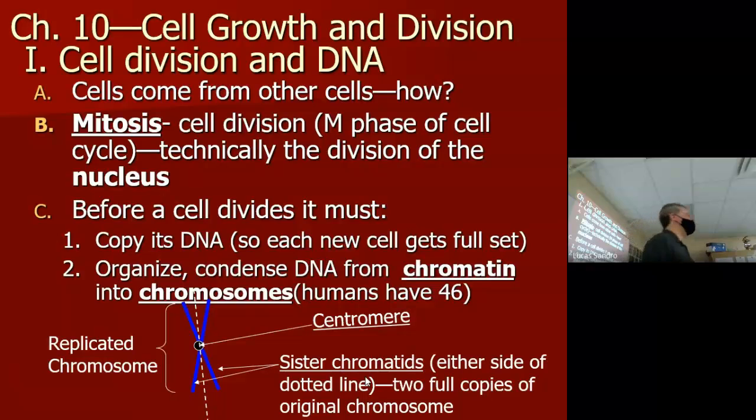Where would you expect to find cells in your body that are going through mitosis a lot? Good. Places where blood cells might be being made, like your bone marrow. Bone marrow is a place you can find a lot of cell division happening because your bone marrow produces blood cells.